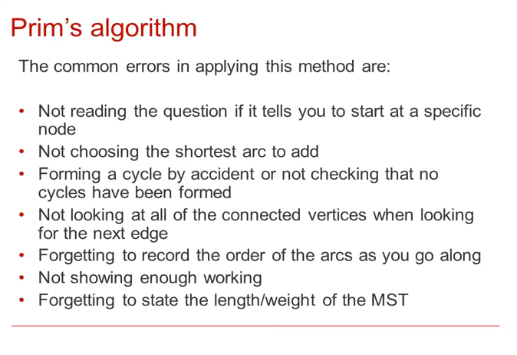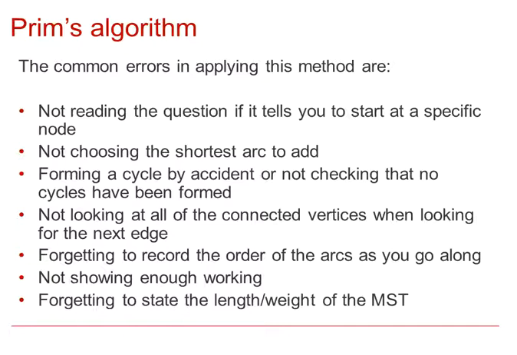So let's just look at some of the common errors or mistakes you potentially could make in applying this method. Well, a common one is not reading the question. If it tells you to start at a specific node or vertex, then obviously you need to start there. Some people do not choose the shortest arc to add. Some people form a closed path or a cycle by accident, or don't check that no cycles have been formed.